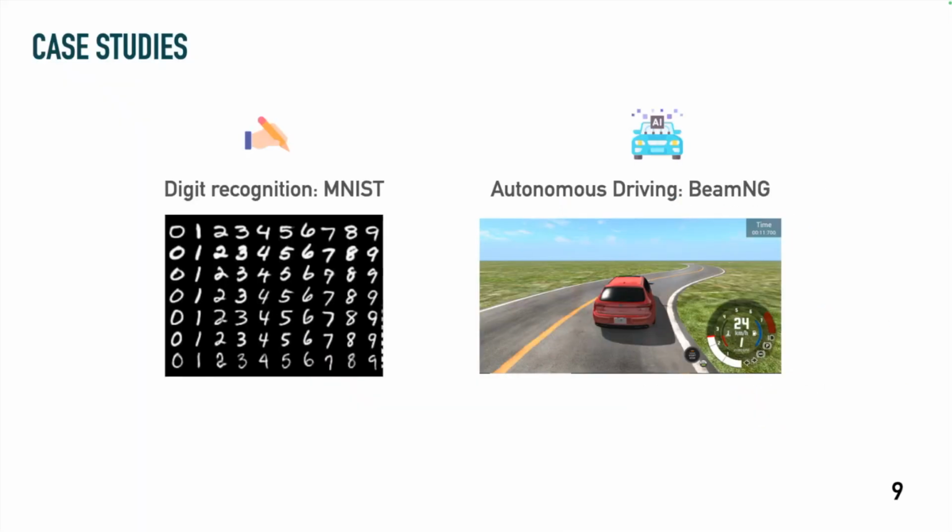So for this study, we evaluated our approach on two deep learning systems. One of them is MNIST, which performs the classification task and consists of recognizing the handwritten digits from the MNIST dataset. And the BeamNG system solves a regression task, and the self-driving agent predicts the steering angle of the car given the images of the camera.